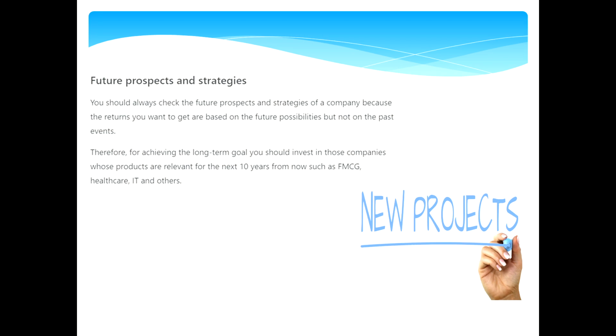And the last step is to check the future prospects and business of the company, since the returns that we get are based on the future business and not on past events. So this is an important aspect in fundamental analysis as well.